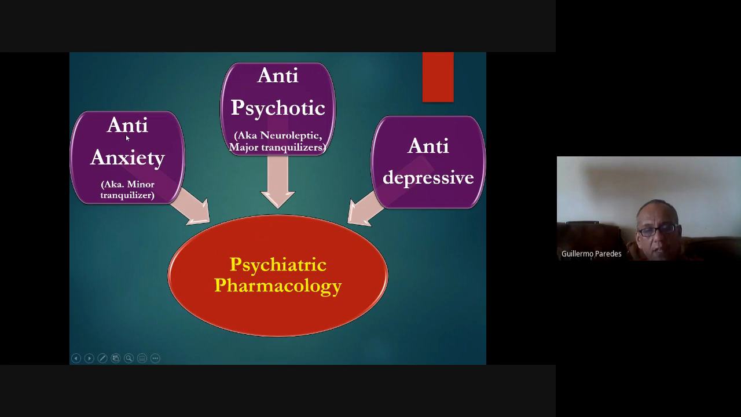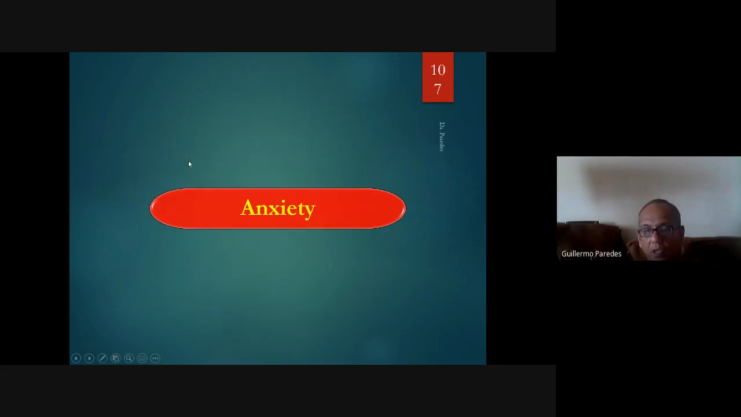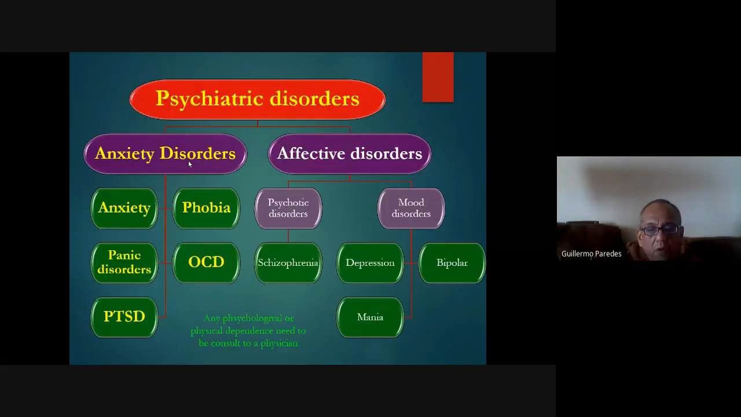Anti-anxiety medication is called minor tranquilizer. Antipsychotics are going to be the major tranquilizer. Antidepressive, we have all these three. We were talking pharmacology today. So anxiety, we already talked about anxiety. All right, so I'm going to go to that later. So anxiety, we have all this classification.